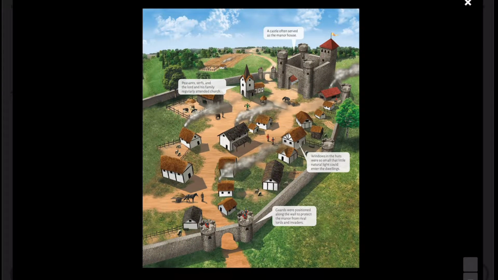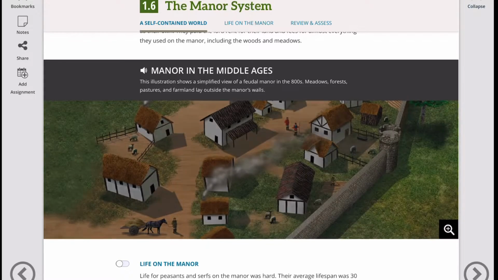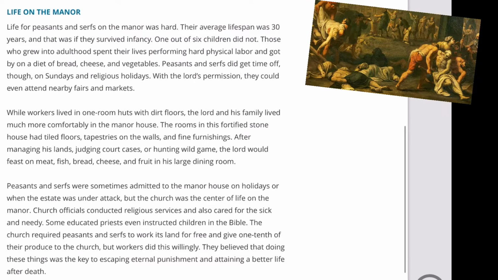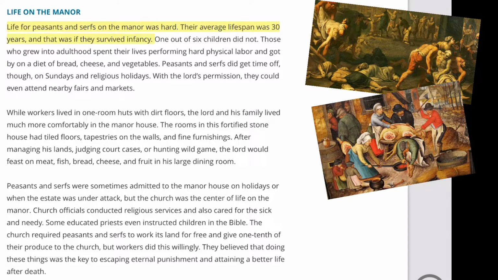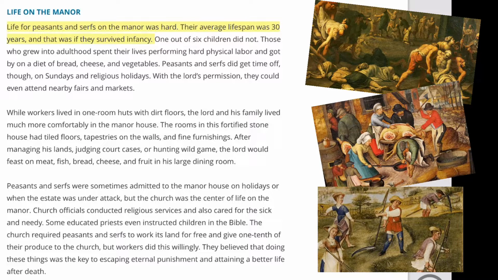Life for peasants and serfs on the manor was hard. Their average lifespan was 30 years, meaning a normal person would reach 30 years and a little bit older, and then die. And that was if they survived infancy, which was not guaranteed because 1 out of 6 children did not. Now, peasants and serfs did get time off too, on Sundays and religious holidays. With the lord's permission, they could even attend nearby fairs and markets.